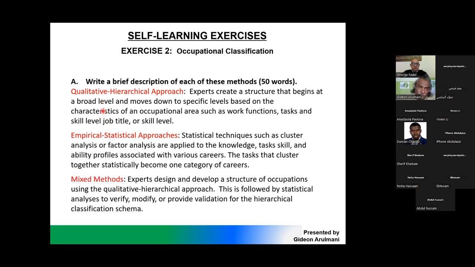Now we saw that both of these have limitations. An expert could be wrong, and with a statistical approach, there could be methodological problems with statistics. So the common way today, the ISCO methodology, for example, mixes both. You have expert opinions, and these experts' opinions are then statistically validated, statistically checked. So the experts design and develop a structure, and this is followed by statistical analysis to verify and modify the structure. So these were the three ways of classifying occupations. This is at a pretty high level. We are not expecting you as a career counselor to do all these things, but it's important that you know that there is a method and there's a system behind any occupational classification.